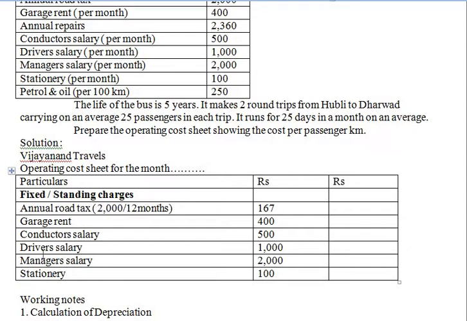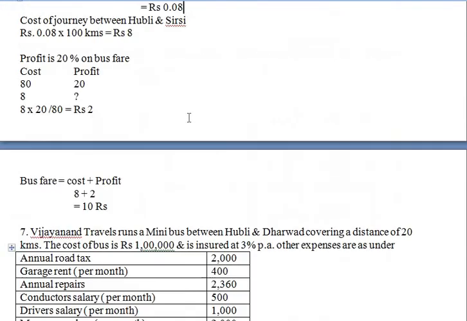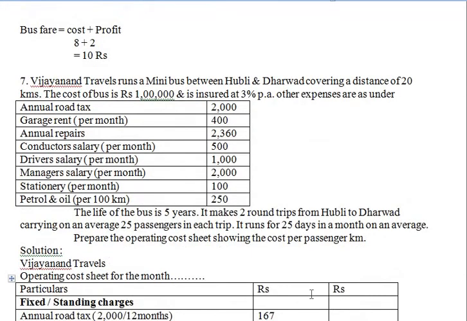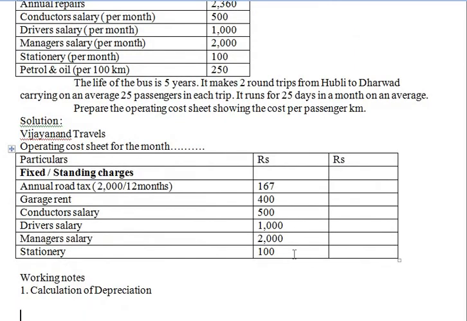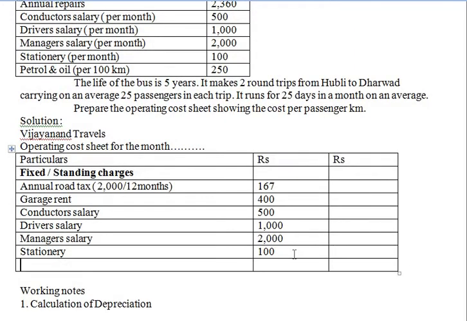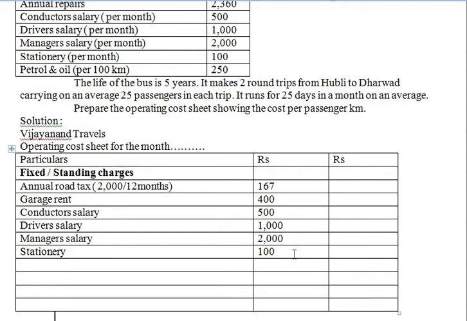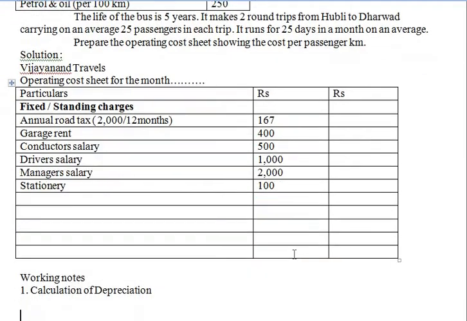Okay, now make a total and take it. No, before that, here they have given life of the bus 5 years they have given. Okay, now cost of bus they have given. Okay, now insurance also they have given. Okay, now we will have to calculate this, right? Okay, take down working note. Calculation of depreciation.